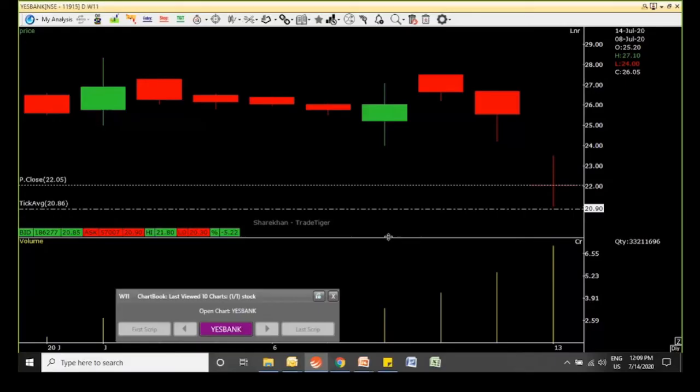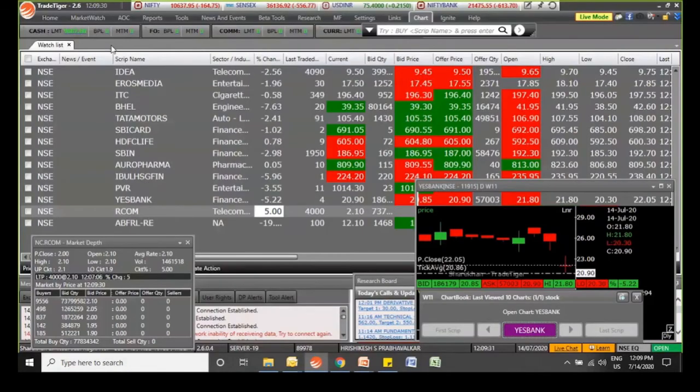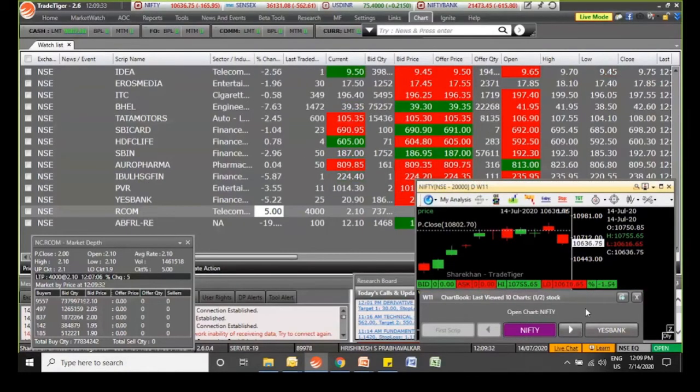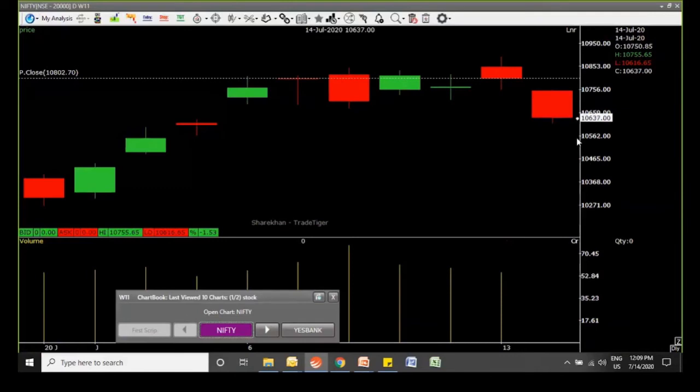Let's go with the Nifty chart, for that matter, to start off with. This is the chart for Nifty, and this candle, as you can see, is currently getting formed, and it is not yet closed because we are at around 12 o'clock, and the markets close at 3:30, as we all know. So I should not be expecting anything out of this candle.